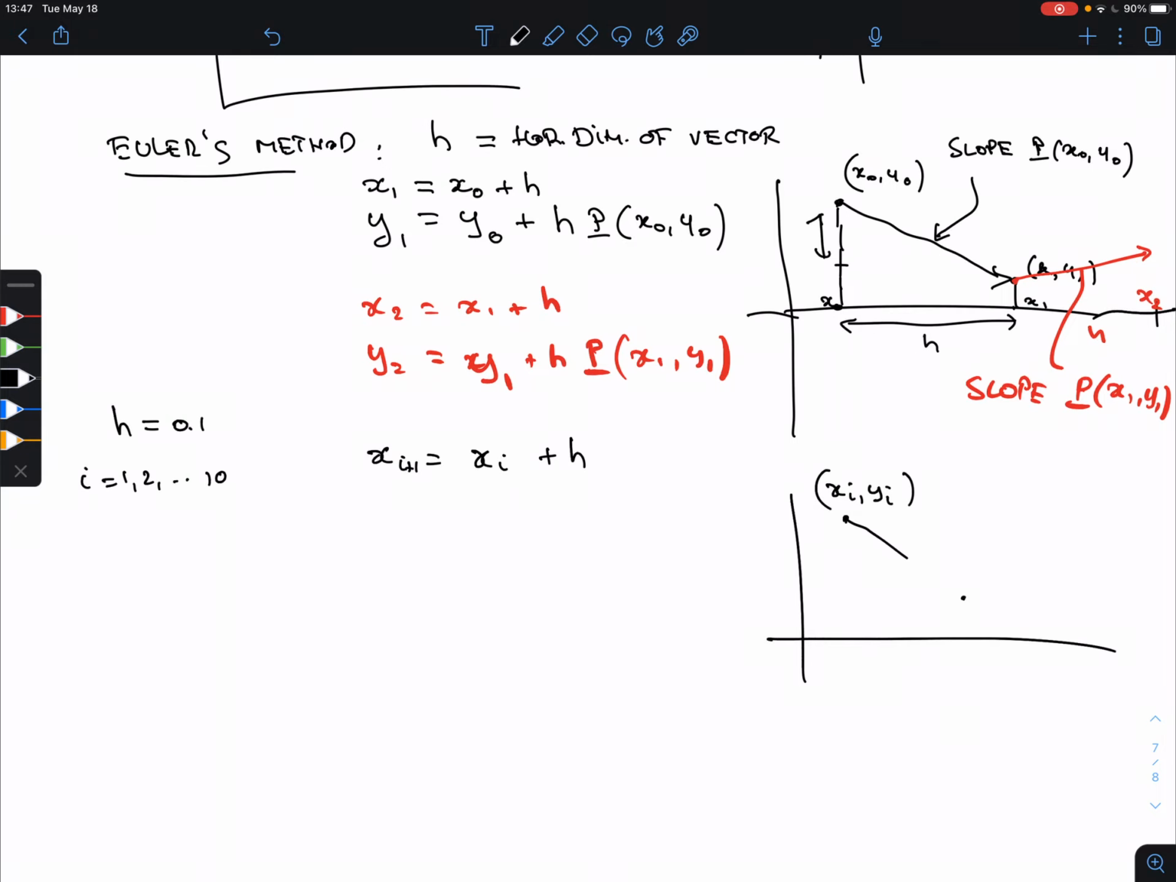Let's say that the vector is pointing this way. And so this will be x_{i+1}, y_{i+1}. The subscripts here indicate the steps, the points. The i is the index for the points that we're calculating. And how do we calculate? The calculation of x_{i+1} is basically trivial.